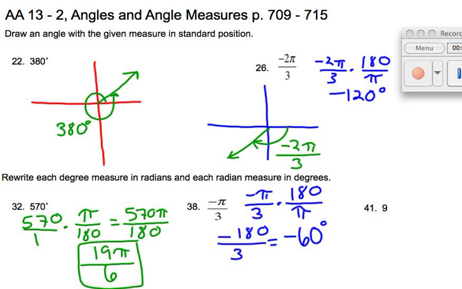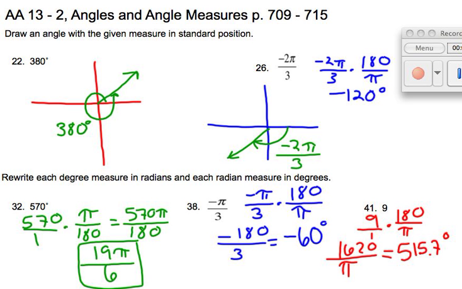And then the last one, number 41, is a 9. A 9 doesn't have a degree symbol, so that means it's already in radians. So I have to convert it to degrees by taking 9, multiplying it by 180 over pi, and then simplifying it up. Now when students multiply and simplify up, they get 1,620 over pi. That's where they leave it, but that's not in degrees. I need to divide by pi yet, and when I divide by pi, I get 515.7 degrees. Again, don't forget the degree symbol.